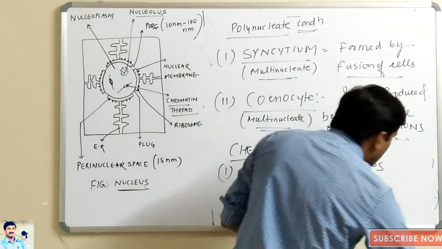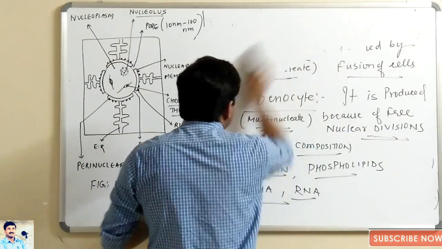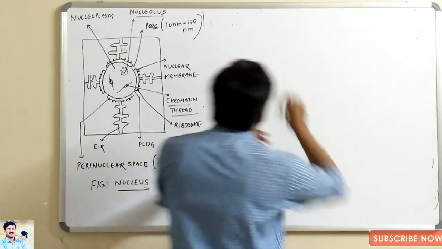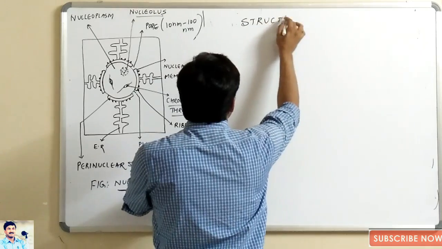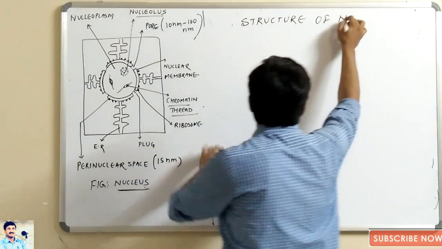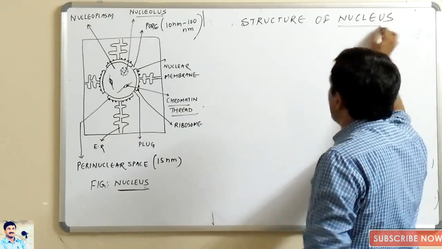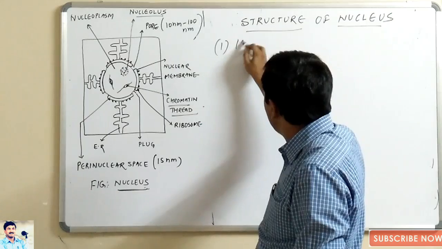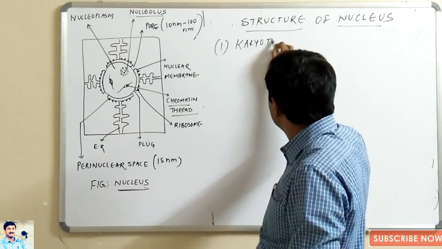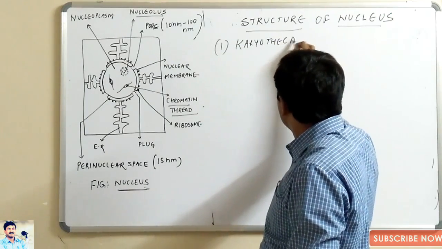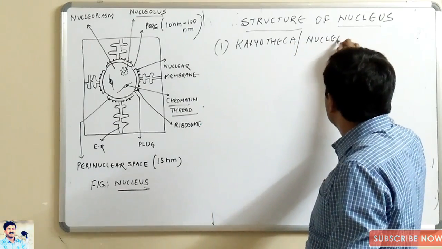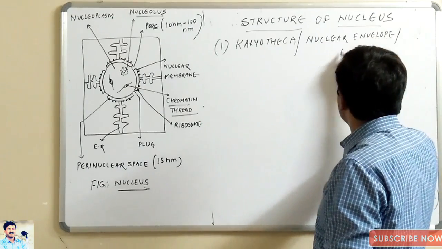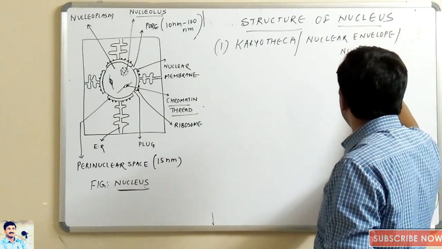But the very important thing is the structure of the nucleus, right? We are going to discuss the structure of the nucleus. To study the structure of the nucleus, we have to discuss 4 points. The very first is known as the karyotheca. Karyotheca can also be called nuclear envelope, or nuclear membrane.